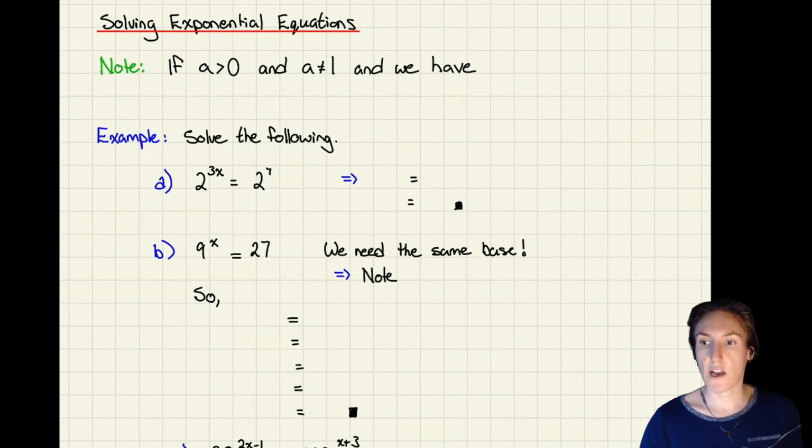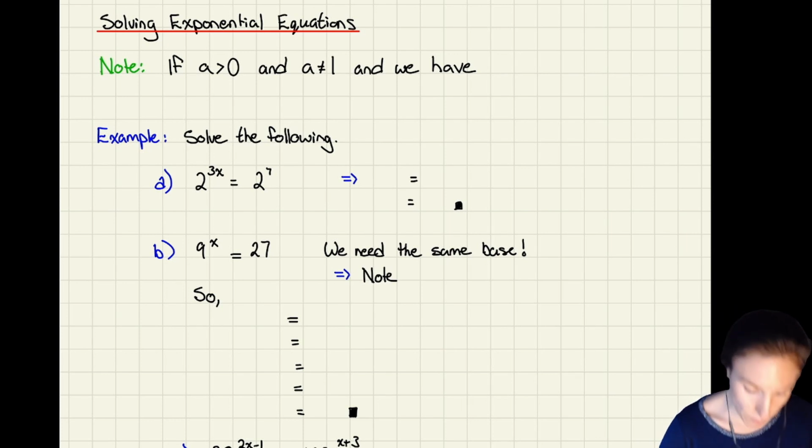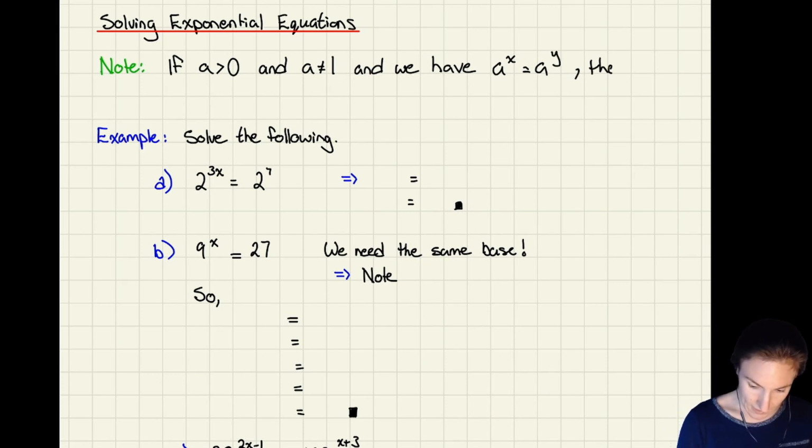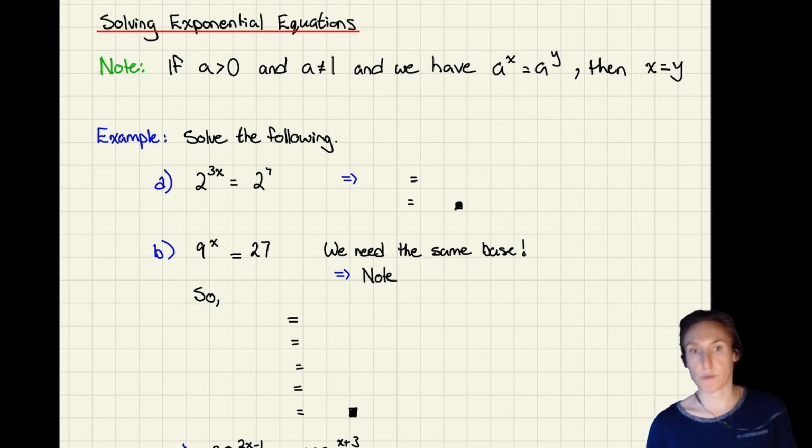Now let's take a look at how we solve exponential equations. If we have an a that's greater than 0, not equal to 1, and we have an expression, say a to the x, and it's equal to a to the y, our bases here are the same. So what does that mean? It means that the exponents would be equal, and we can solve for the variables in the exponents.